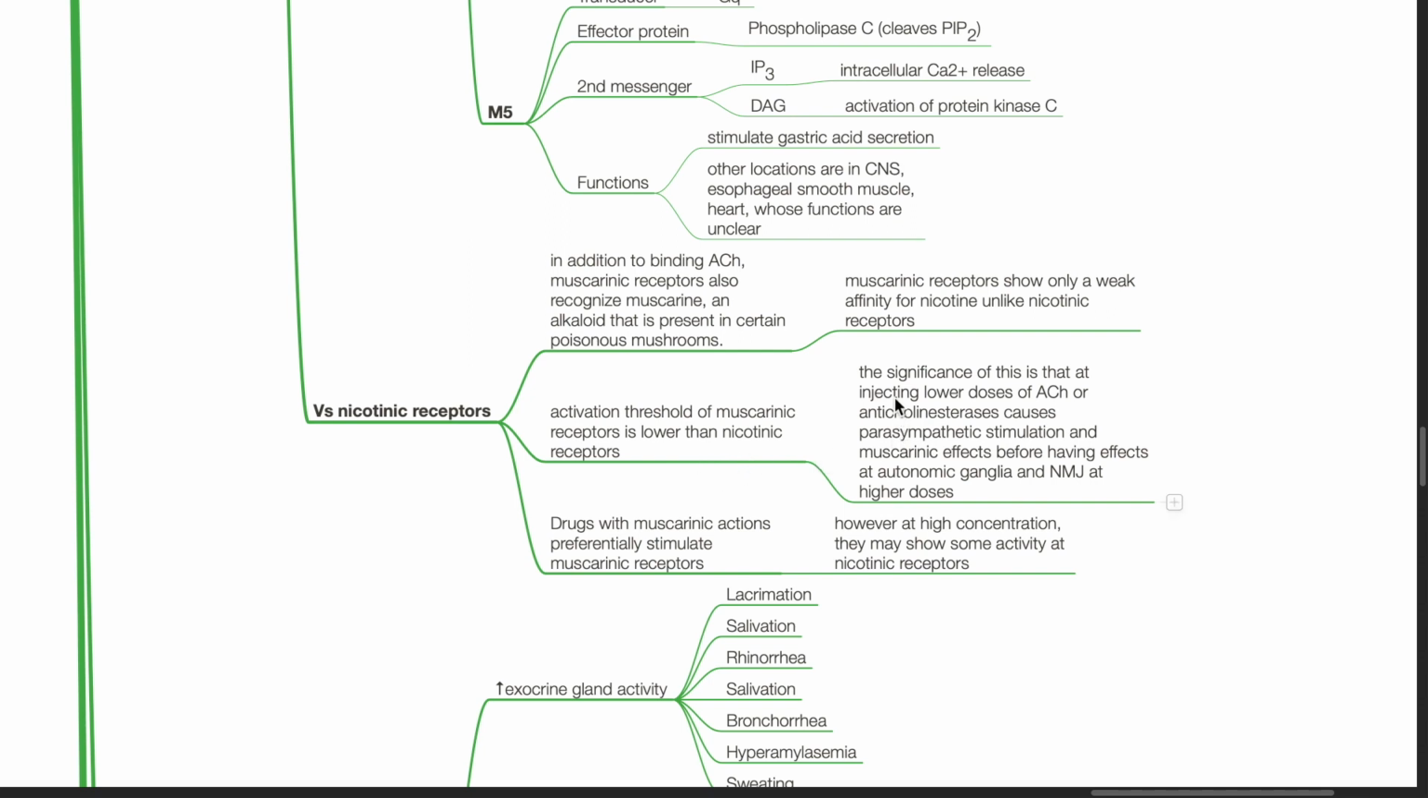The significance of this is that injecting lower doses of acetylcholine or anticholinesterases causes parasympathetic stimulation and muscarinic effects before having effects at autonomic ganglia and neuromuscular junction at higher doses. Drugs with muscarinic actions preferentially stimulate muscarinic receptors. However, at high concentration, they may show some activity at nicotinic receptors.